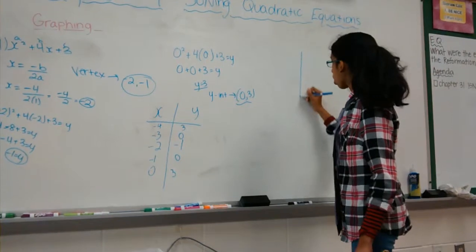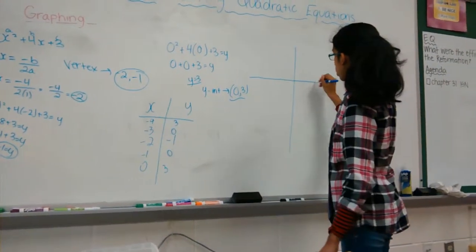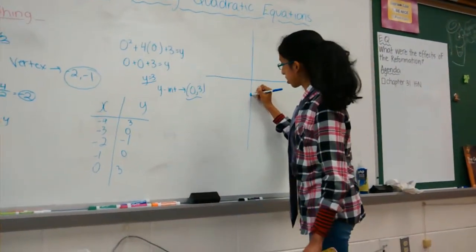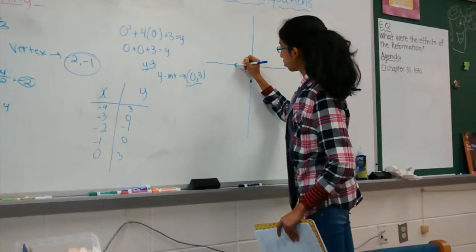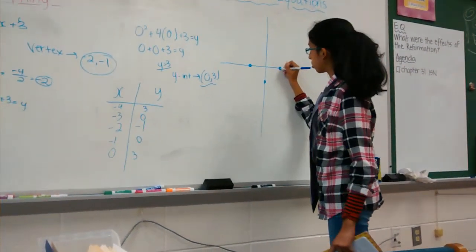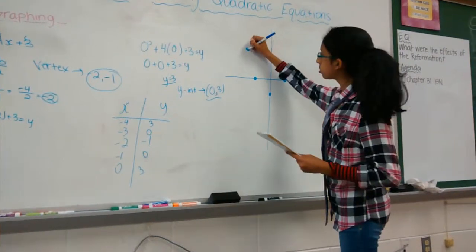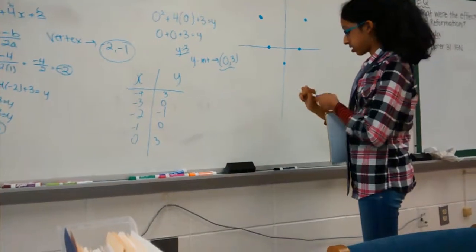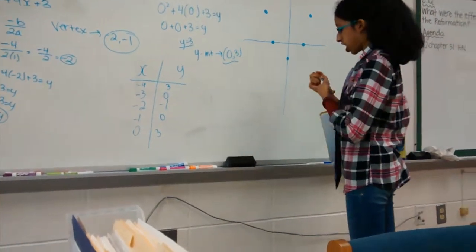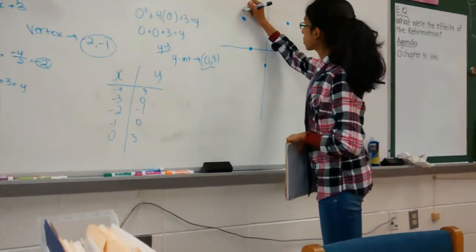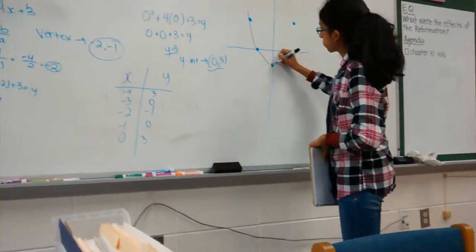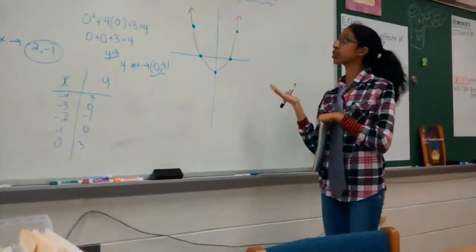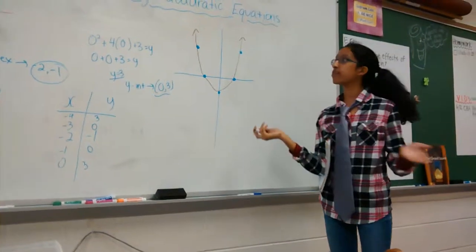When you're done, you're going to make your graph, and then you're going to plot the points. Once your points are plotted, you can draw your smooth line connecting all of them. And your parabola, or your graph, will look like that. And that's how you graph a quadratic equation.